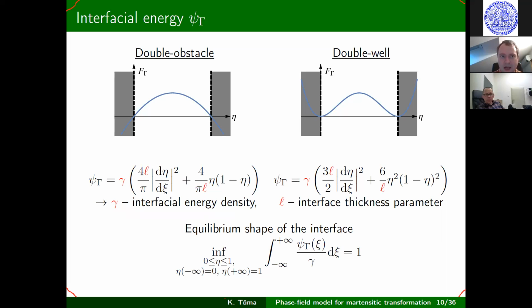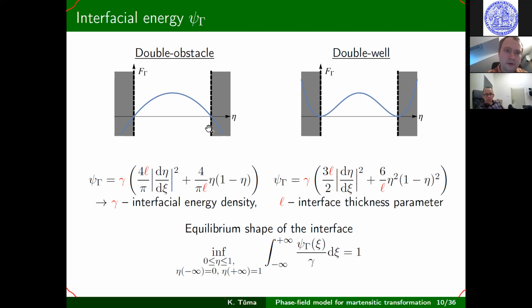Now I will say something about the interfacial energy for two phases. The mostly used interfacial energy is the so-called double well energy. The interfacial energy always consists of two parts: the gradient part that makes the solution smooth, at least differentiable, and the rest. According to the rest, the potential is named. So here you can see it is eta squared times one minus eta squared. It looks like this, and it is a double well. It has two minima at zero and one.